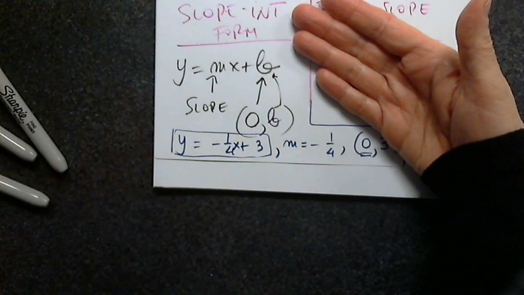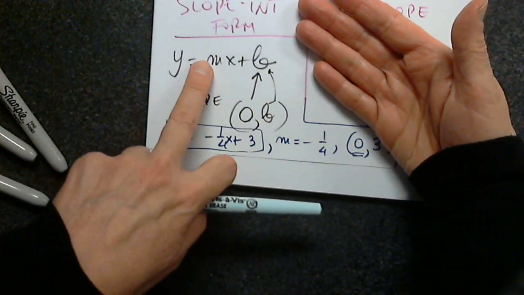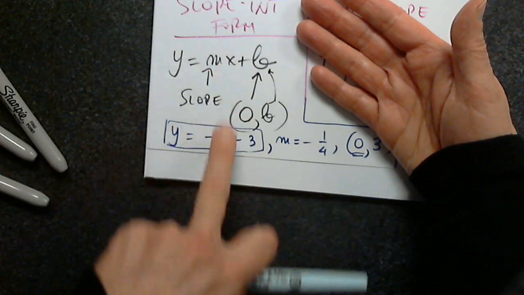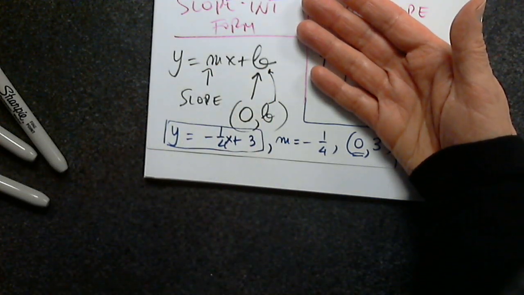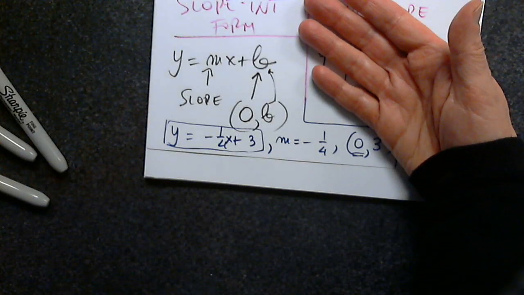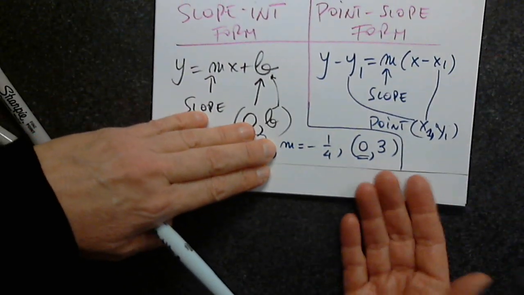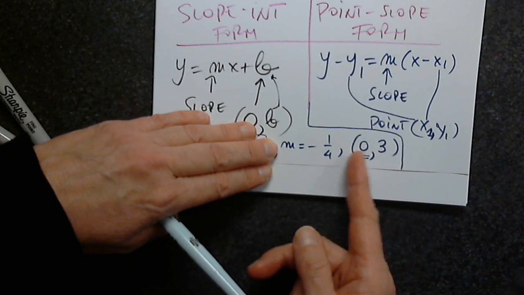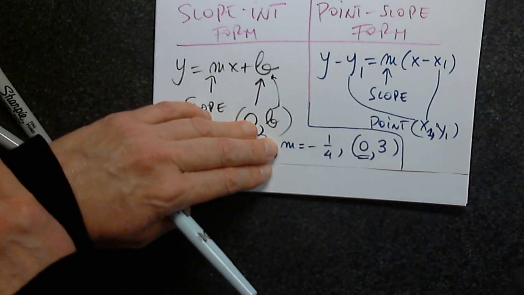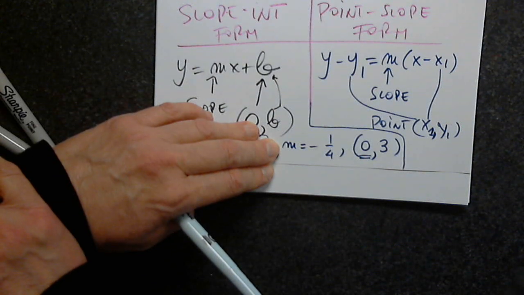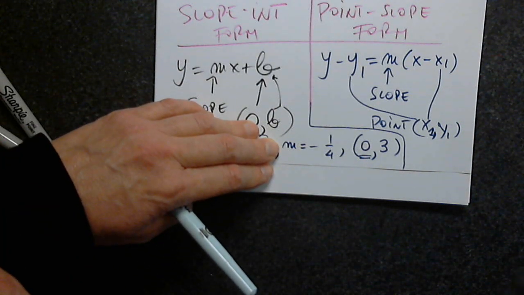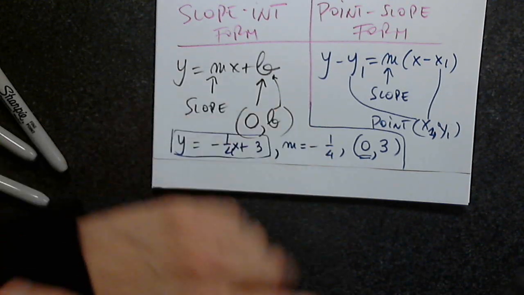Yes, because I wanted to make sure that everyone understands how to read the slope once the equation is solved for y, and how to find the y-intercept. And also going backwards. If I ask you to create an equation that has the slope negative 1/4 and the y-intercept 0 comma 3, what will you write? Y equals negative 1/4 x plus 3.